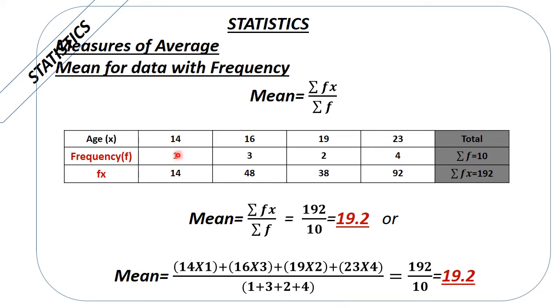You multiply f and x, so it can be multiplied 14 times 1 plus 16 times 3 plus 19 times 2 plus 20 times 4. Then you divide by the frequency, which is 1 plus 3 plus 2 plus 4.